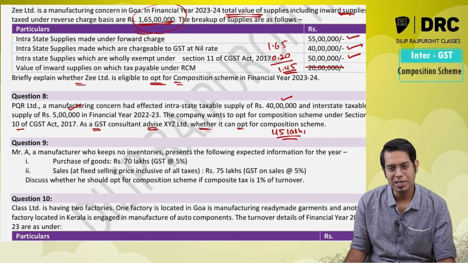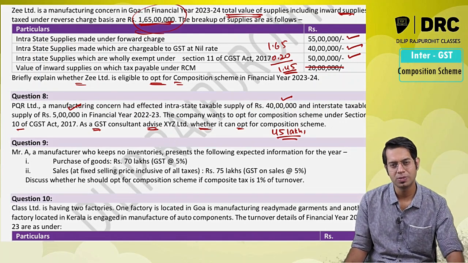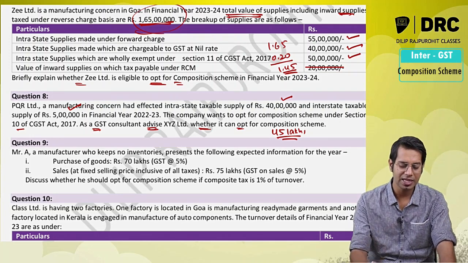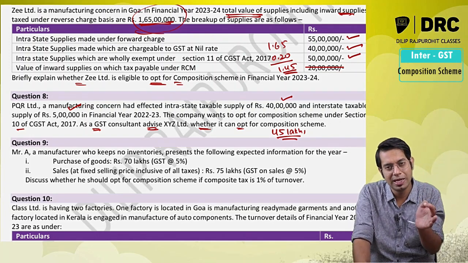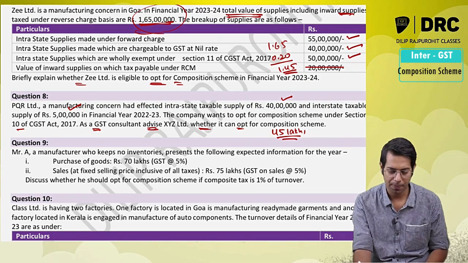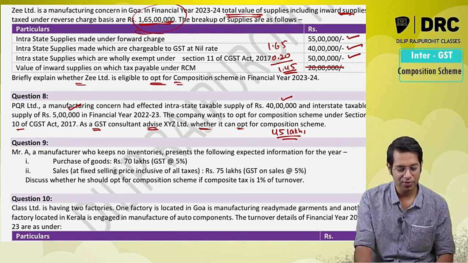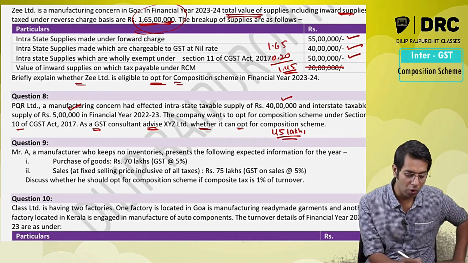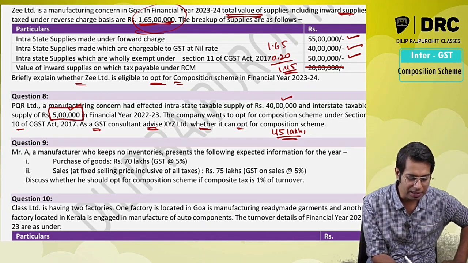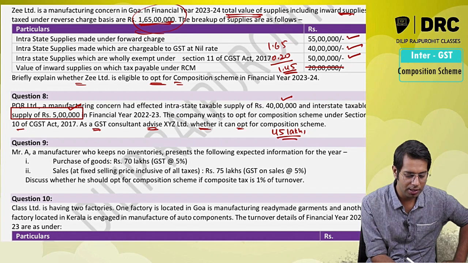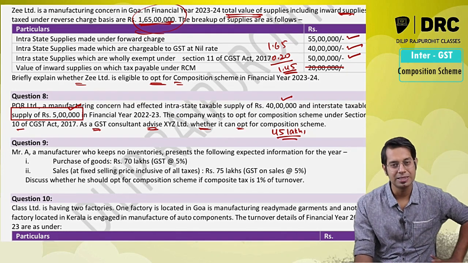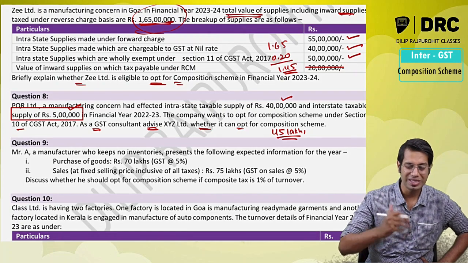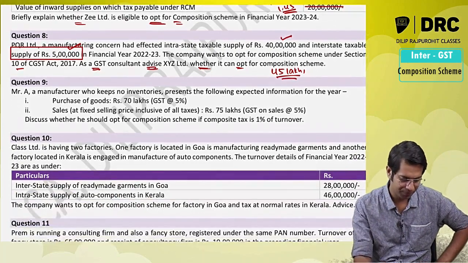However, section 10 subsection 2, which speaks about the conditions for the composition scheme, specifies a condition which says that a composition dealer should not make interstate outward supply. So the advice given to PQR Limited is that it can opt for the composition scheme provided that it does not make any interstate taxable supplies, basically any interstate outward supply, once it has opted for the composition scheme.